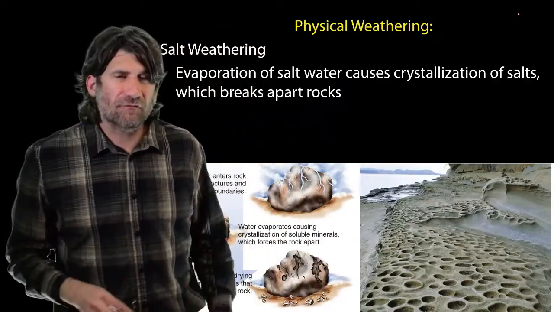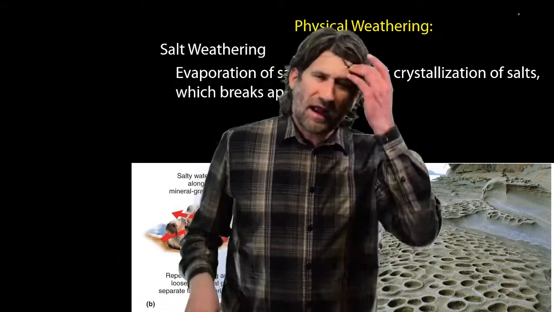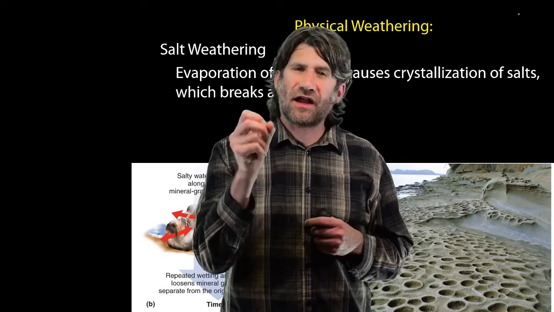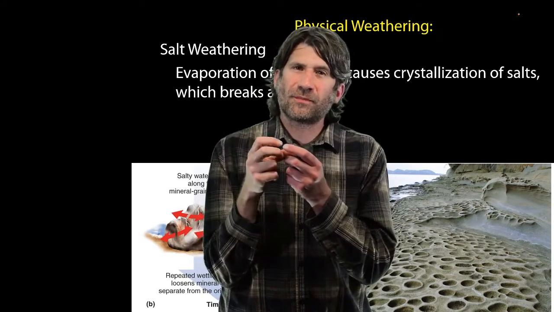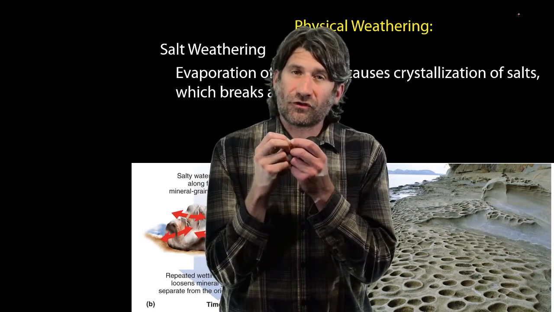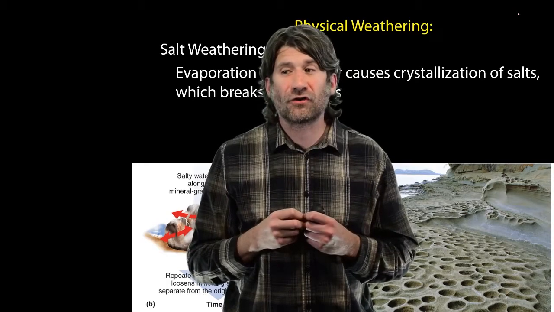Okay, another void weathering process is what we call salt weathering. In this case, you get water in your void that has ions in it, dissolved material. You evaporate out the water, you precipitate out salts, and those salts grow in the voids and break apart the rock. This is what we call salt weathering.